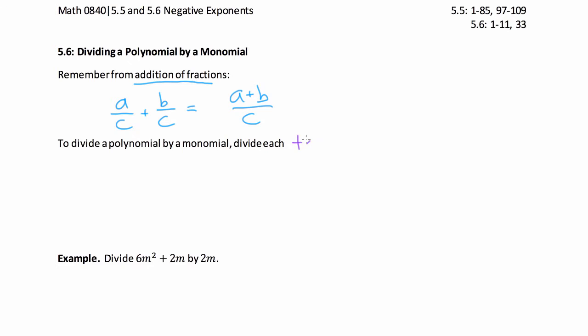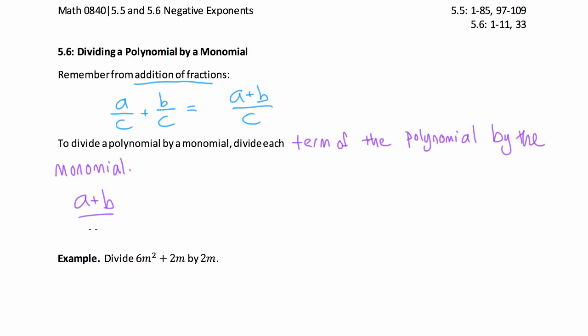Divide each term of the polynomial by the monomial. So basically it's like this. If I'm taking a plus b and dividing that by c, that's the same as dividing a by c and then dividing b by c. So I have a plus b over c equals a over c plus b over c. And this is just a rule you already know backwards.